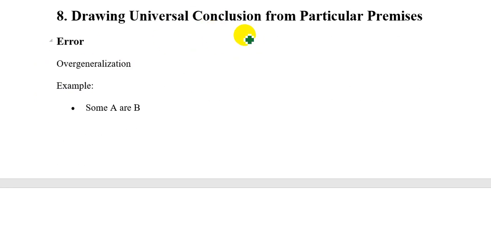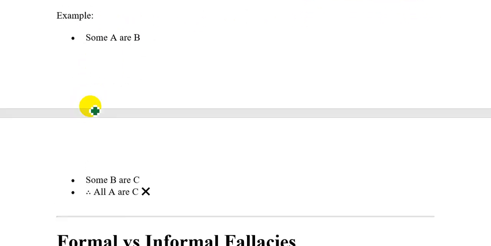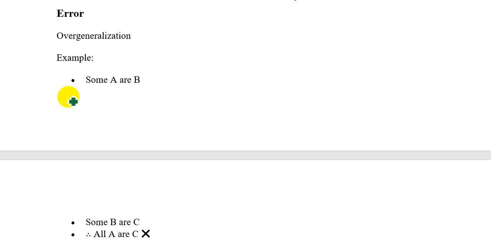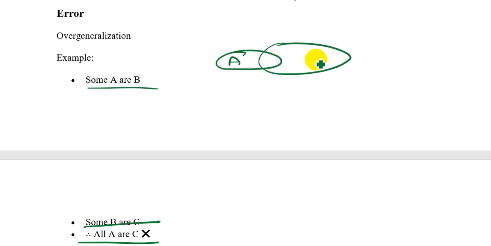Drawing universal conclusion from particular premises. So from particular premises no universal conclusion can be drawn. That is, some A are B, some B are C. Therefore we cannot say all A are C. For example, some of this A is in B, some of this B is in C. We cannot say that all A are C or some A are C. We cannot say that because there is no connecting link between the two of them.